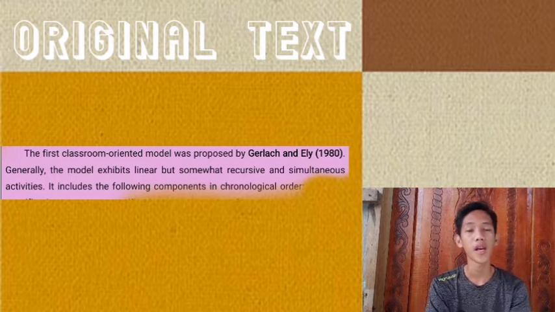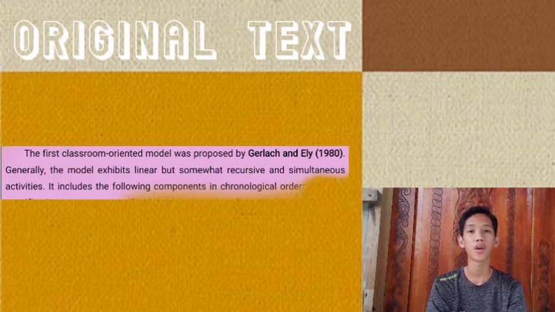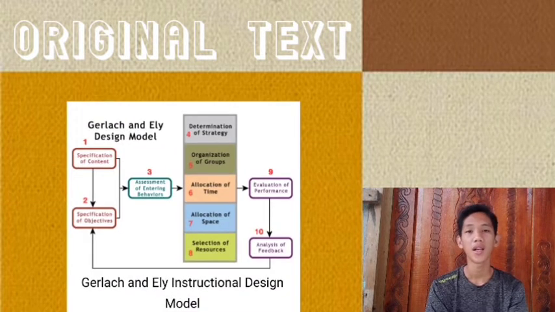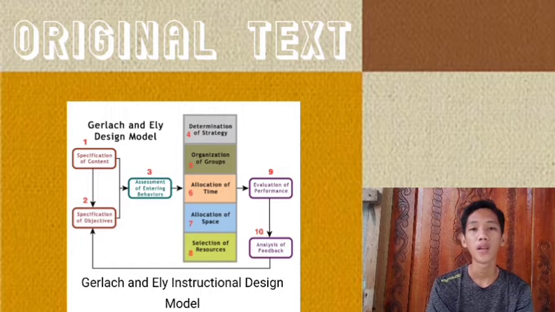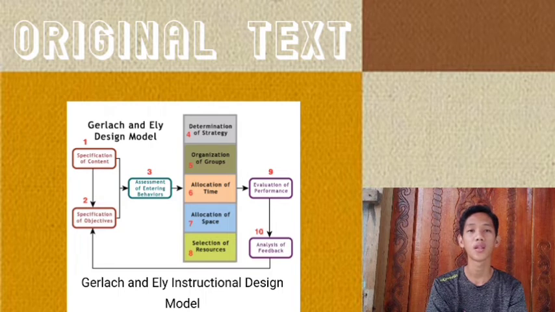The first classroom-oriented model was proposed by Gerlach and Ely, 1980. Generally, the model exhibits linear but somewhat recursive and simultaneous activities. It includes the following components in chronological order. Gerlach and Ely created the model with the idea that the average teacher was an instructional designer. Grabowski, 2003: the model was created to help teachers understand the level and needs of their learners, and therefore plan teaching and learning activities that are best suited for the learners.